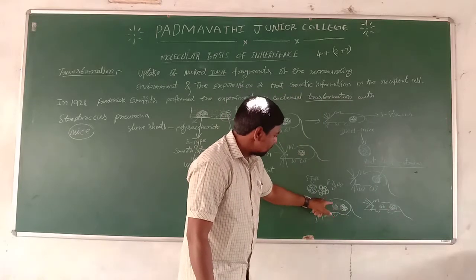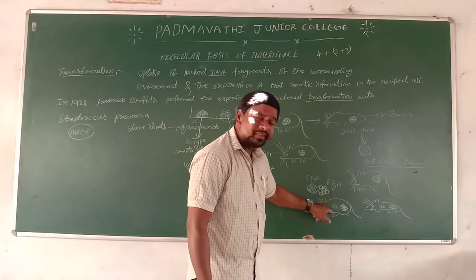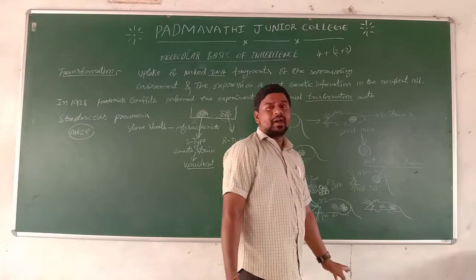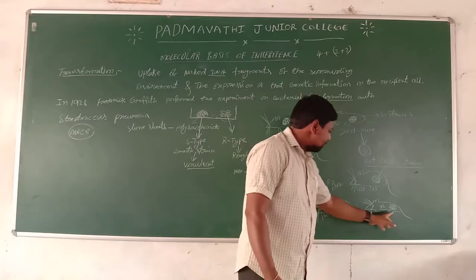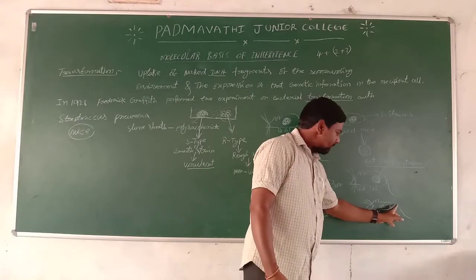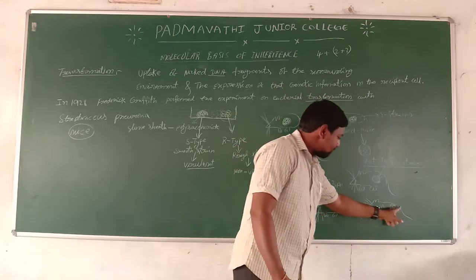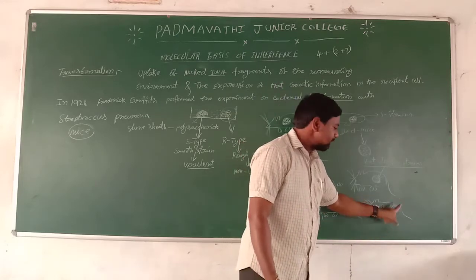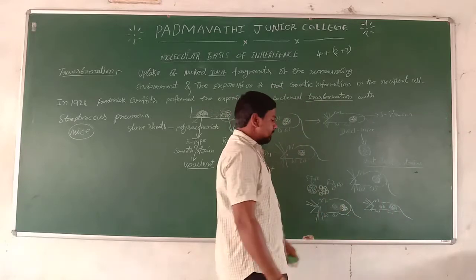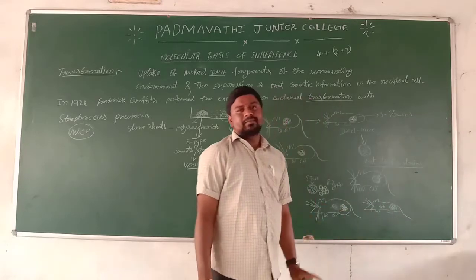So the polysaccharide sheath transfers to R type. So here the bacterial cells act virulent. So they are changed into S type. R type changed into S type. So they caused the pneumonia disease and the mouse died.